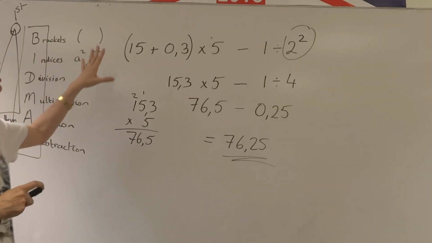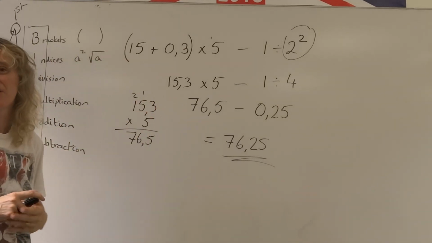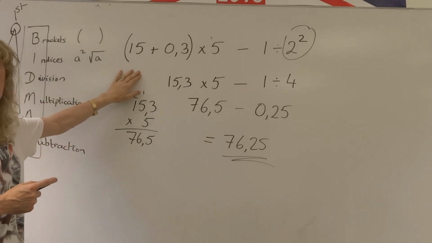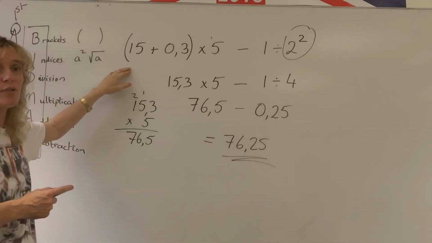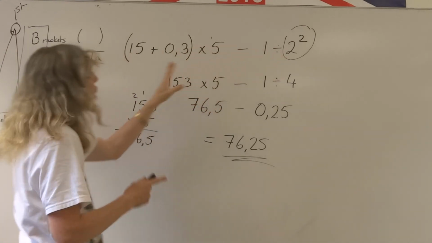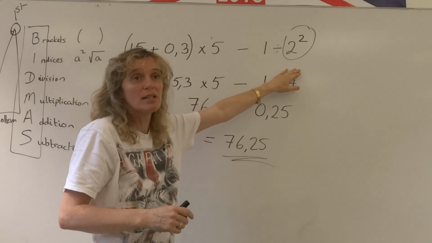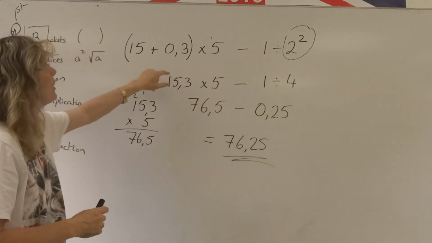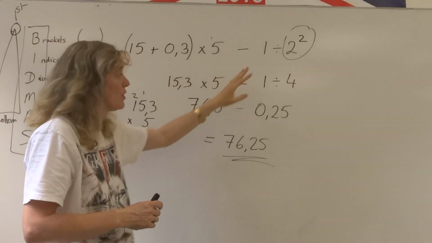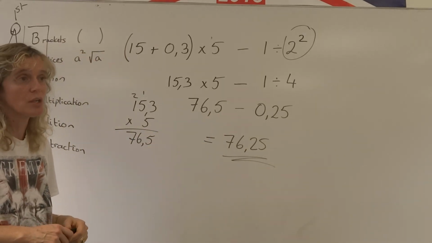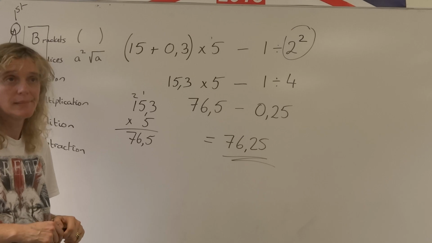So which order you do things gives totally different answers. So it's really important that you don't start doing, it's very tempting to start working from the left and working along. You've got to scan your whole sum, look for brackets, look for indices, do those first, then do your multiplication and your division, and you finish off the very last thing with doing your addition and subtraction. Okay. Good.